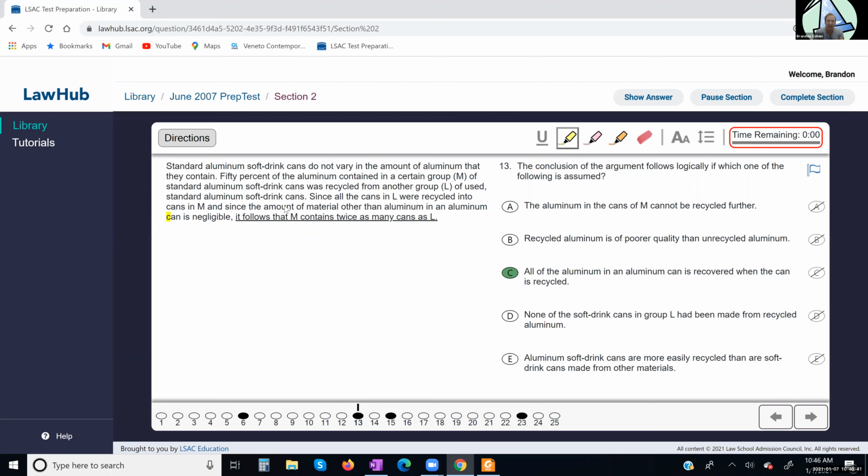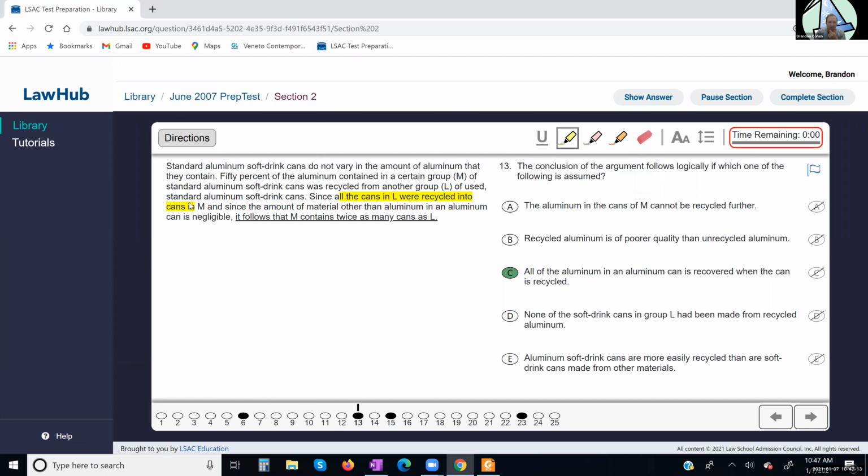So I'm following that language. What I know about a can is basically that it's all aluminum. They're saying anything besides aluminum is negligible. So cans are purely aluminum. And then they start comparing L and M's aluminum. What they tell us is that all of L's aluminum, so this group L, which is actually the smaller group, right? So M is twice as many cans as L. And the reason they're saying that is because we used 100% of L. Sorry, I'm actually in the wrong line here.